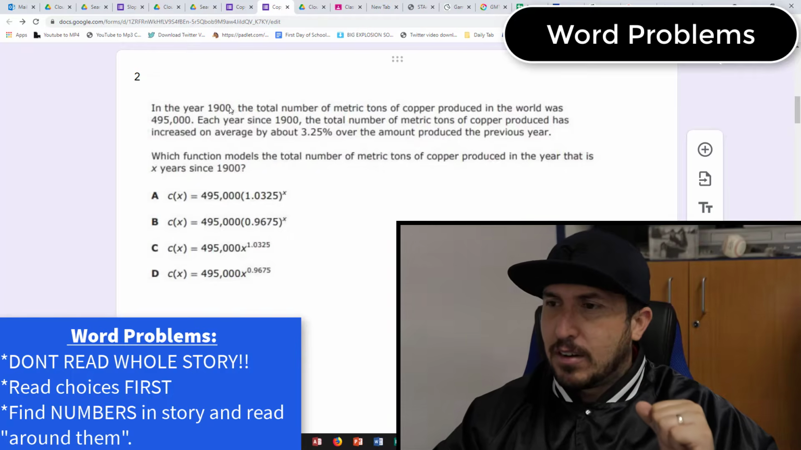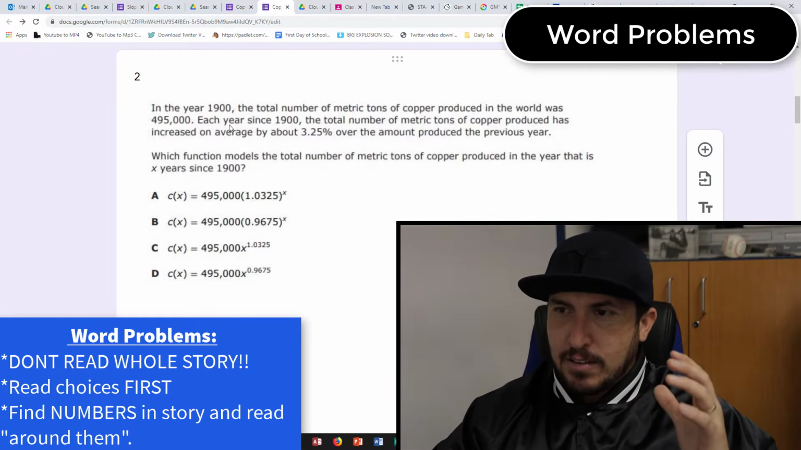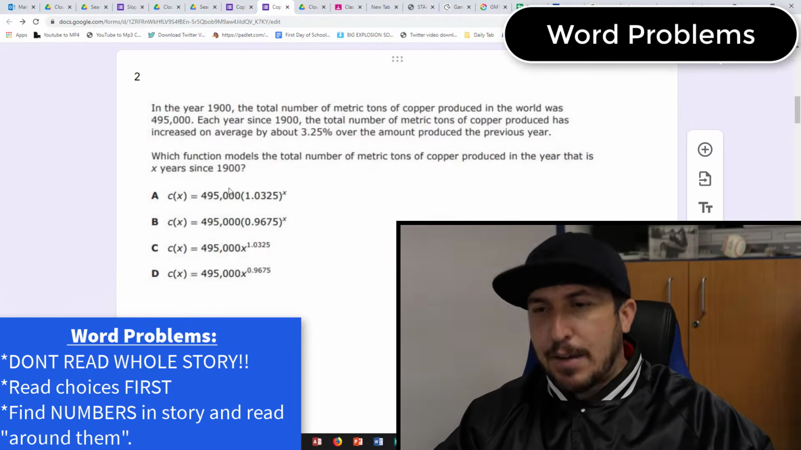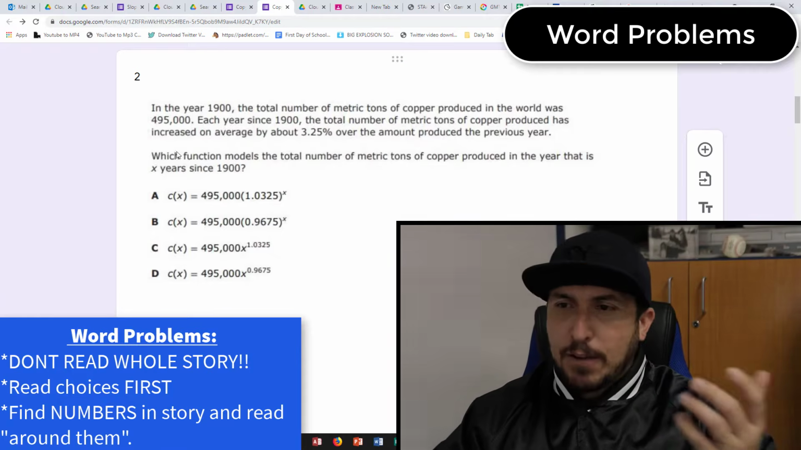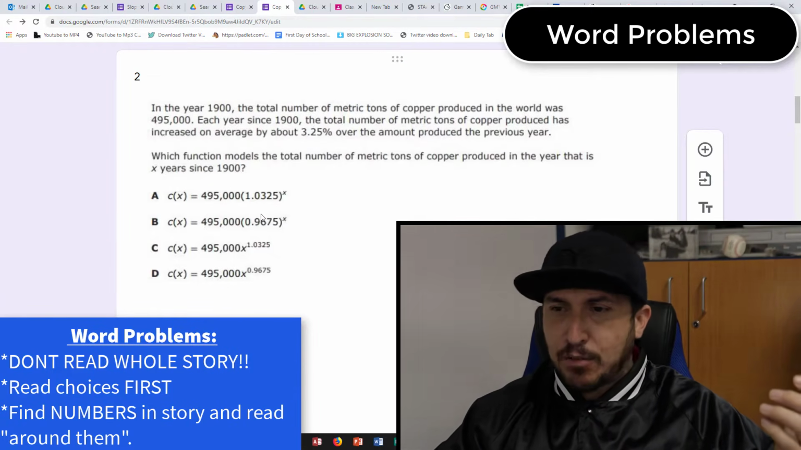There's 1900. Oh, nothing. That just means a year. Then I see this big old fat number right here. And then nothing else. All right, so the big old fat number goes first. All right, all these guys have it in the front, so that didn't really help me. Maybe I can find another number. Oh, I see a 3.25. Let's see if I can find a 3.25 here.